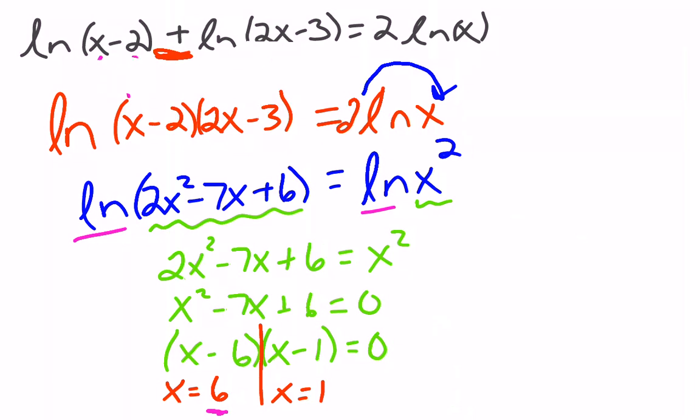And now let's try substituting in 1. So if I do 1, I'm going to have 1 minus 2 is negative 1, which I can't have in my argument. So that means my only solution is not the 6 and the 1, but just the 6. So only one solution.